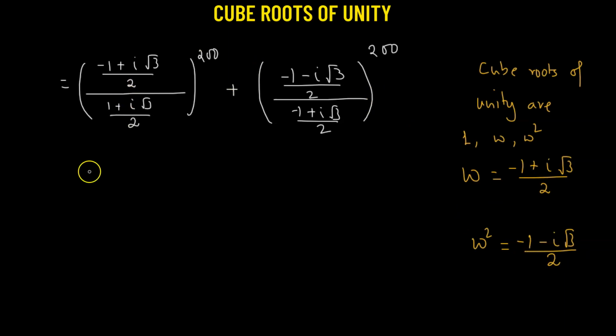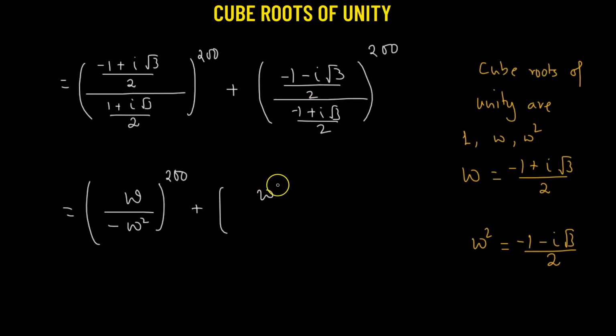So let's rewrite our two terms. In the numerator, we have negative 1 plus i times square root of 3 over 2, so that becomes omega. This will be divided by 1 plus i square root of 3 over 2. Here it's a positive term in the denominator, but we have negative 1 minus i square root of 3 over 2, that's omega squared. So this will be simply negative omega squared, whole raised to the power of 200. Plus, here we have negative 1 minus i times square root of 3 over 2, so that's omega squared, divided by negative 1 plus i times square root of 3 over 2, so that's omega. So here we have omega squared over omega, raised to the power of 200.